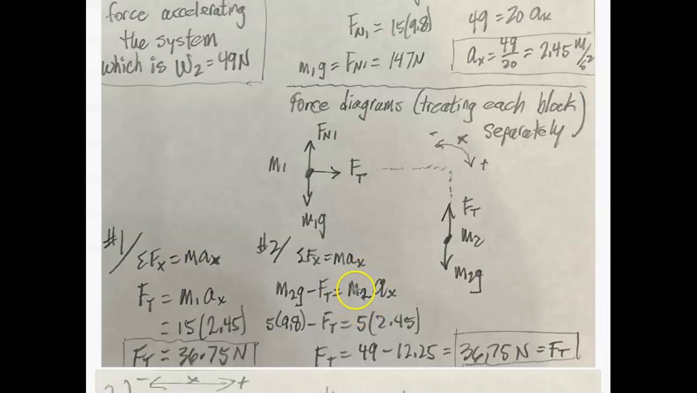So I use M2 for the mass in my equation. And now I can plug in all the numbers that I know and solve for Ft, which, of course, I still get the same answer, 36.75 newtons, that I did using block number 1.